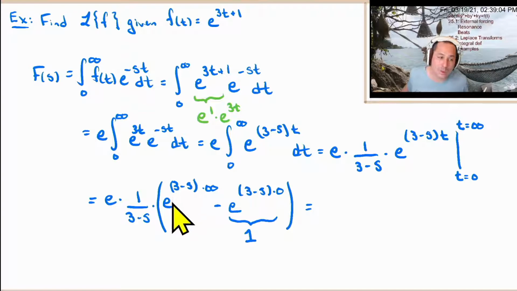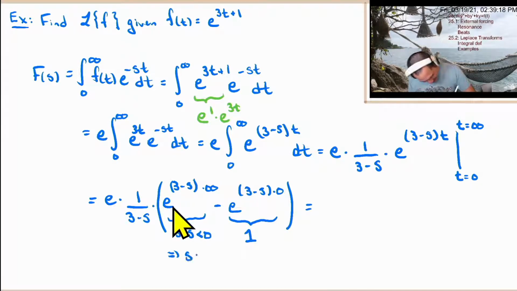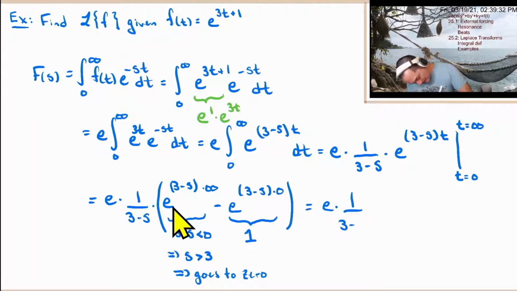And then what do I want this term to be? Well, I don't want it to blow up. And so this first term, I'm going to say that 3 minus s, you better be less than 0. So that means that s has to be greater than 3. And if s is greater than 3, then this goes to 0. And so what do I get? I get an e times a 1 over 3 minus s times 0 minus 1.